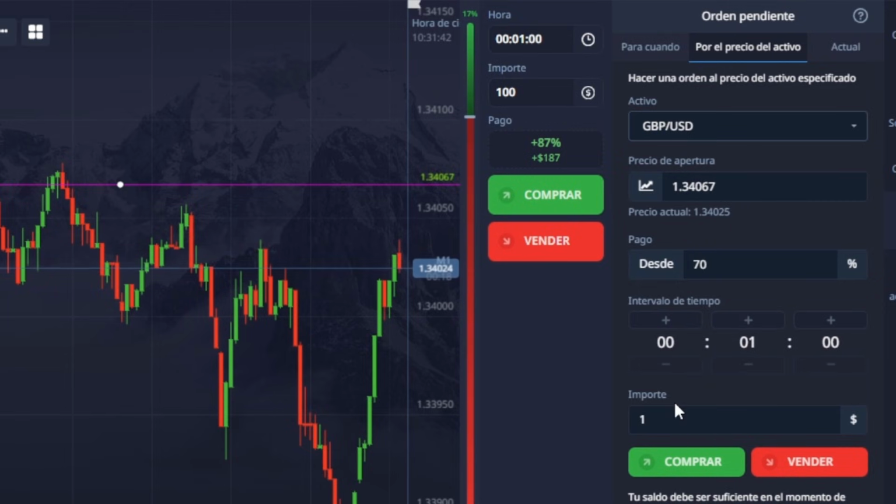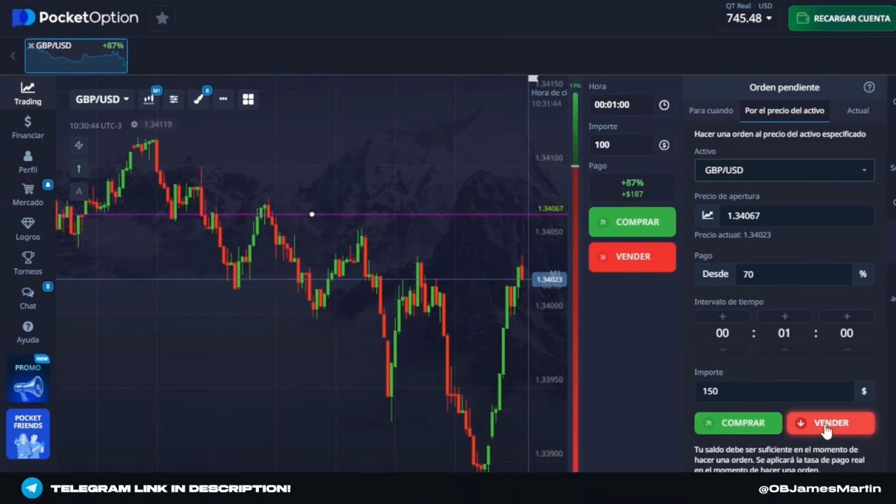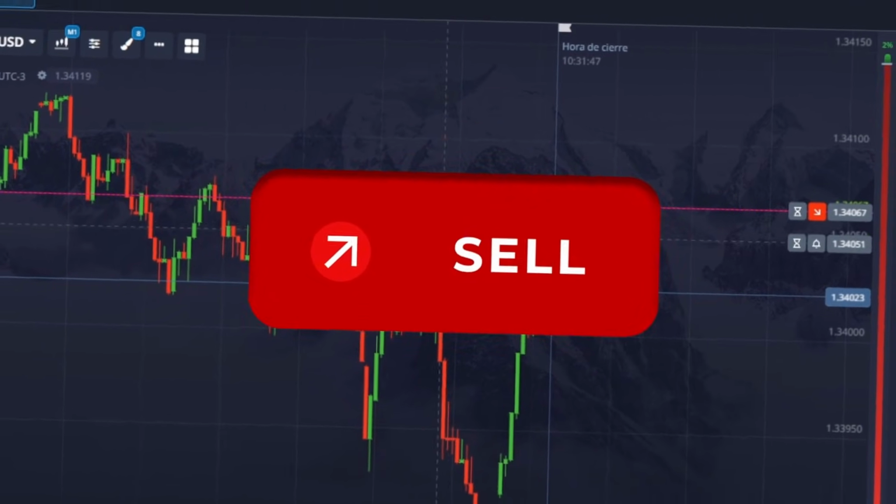Okay, guys. Let's try 150 for this account. I just need to wait for the price to react to this zone.